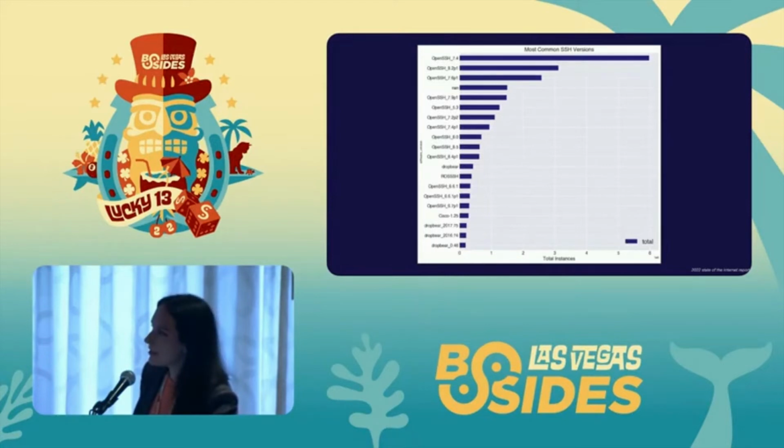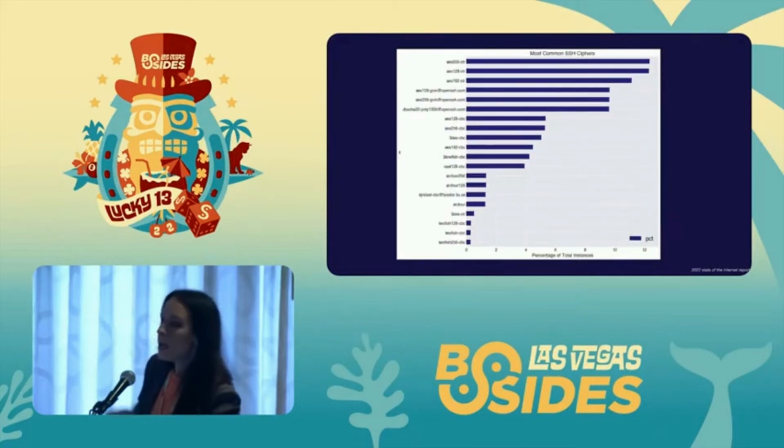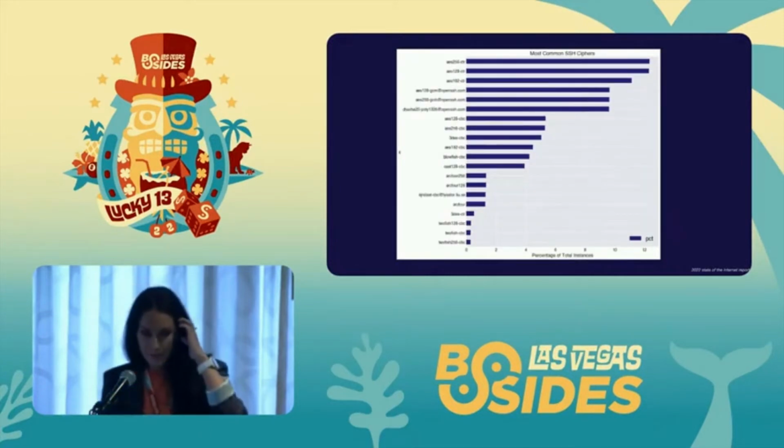It's not until you get down here where you see OpenSSH 6-something. I think those were released in 2014, which may be a little older, but not too bad overall. So let's look at SSH ciphers next.